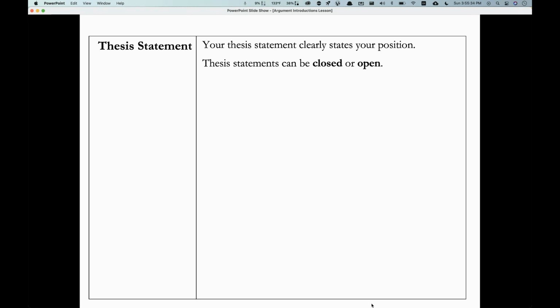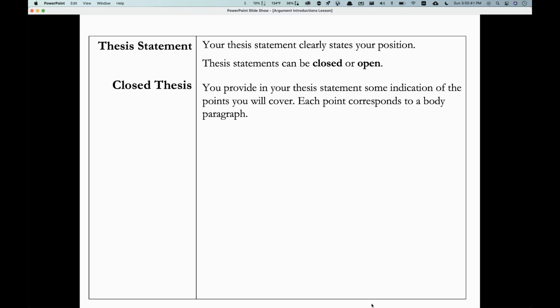So your thesis statements can be closed or open. Now, what the heck does that mean? In a closed thesis, you are providing in your thesis statement some indication of the points you will cover. And each point will correspond to a body paragraph in your essay. In timed essays, it's generally 2 specific points. And of course, the best essays will include the points in an order that makes sense given the argument.